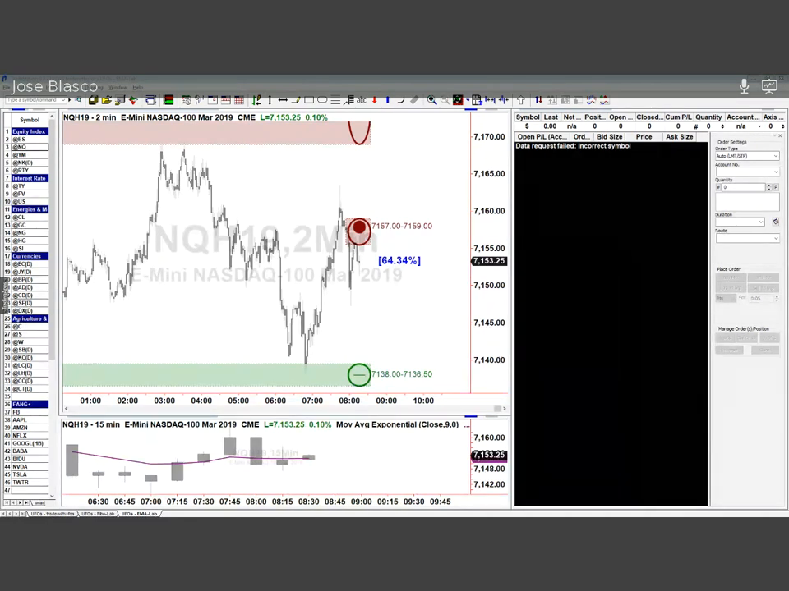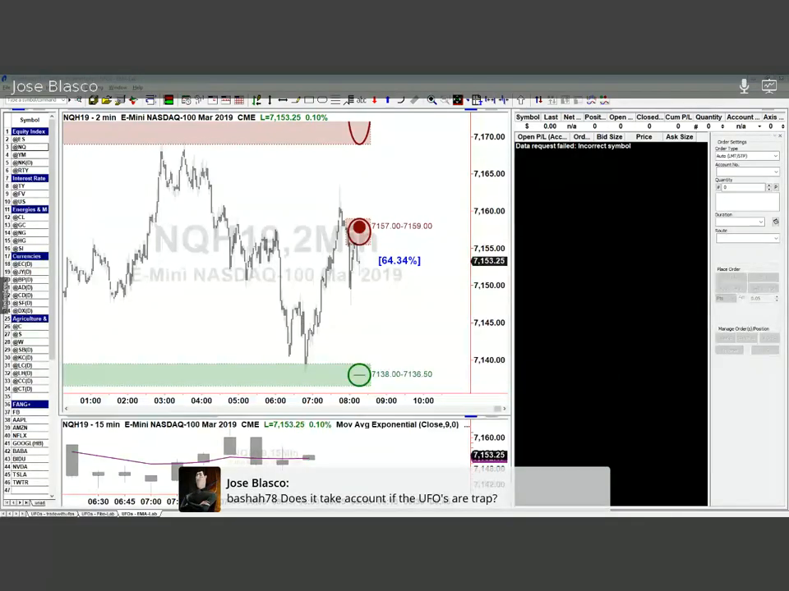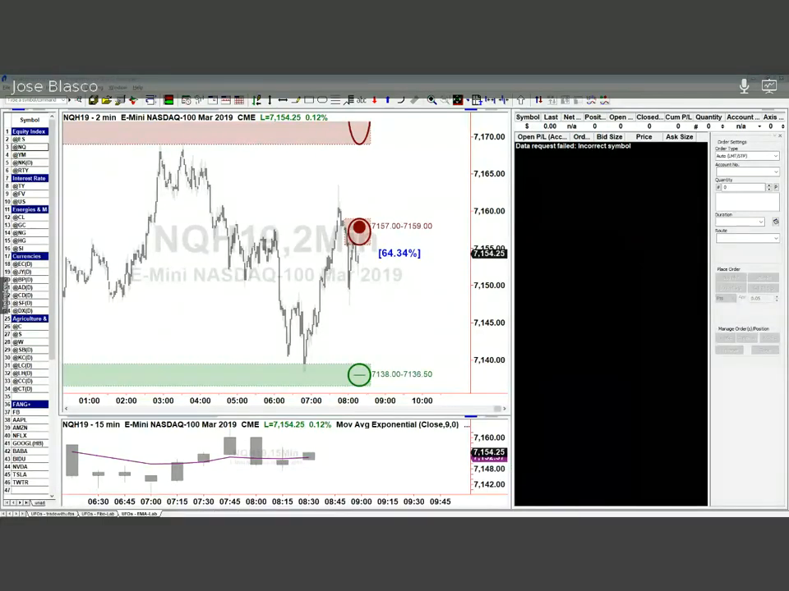Anyway, the next question we had here was a question with Basha 78, and the question is, does it take account if the UFOs are trap? Okay, so would you mind to elaborate a little more on your question, Basha, because obviously the word trap may have many different meanings when it comes to trading and investing, depending on your school of thought, depending if you're a technical analyst or you have studied order flow, or what is it exactly that you are meaning with traps. Okay, so if you don't mind to elaborate a little better what you mean by trap, then I would be able to give you an answer.